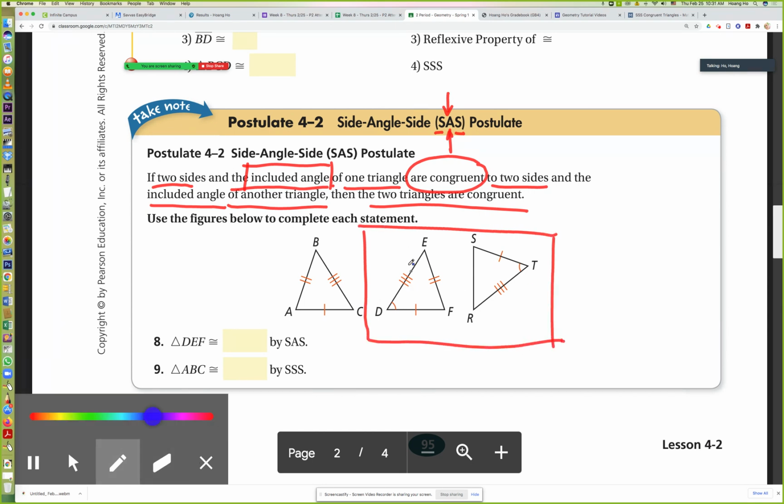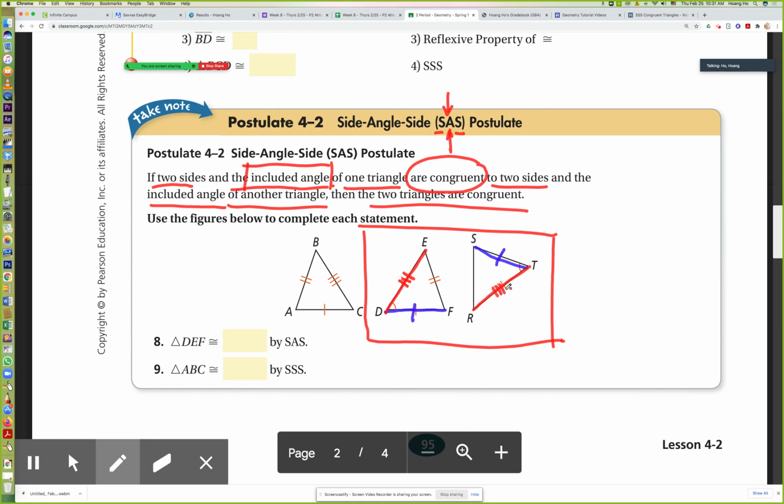You see? First of all, you see here, this side, DF, one mark. TS is that one mark, one mark, one mark. All right. And now look at the other pair of sides, DE, three marks over here. And then TR, also three marks over here. Okay. And now look at the marking for the angle. You see that? One arc right here and then one arc. Okay. So you see the two sides and the included angle. So then these two are congruent.